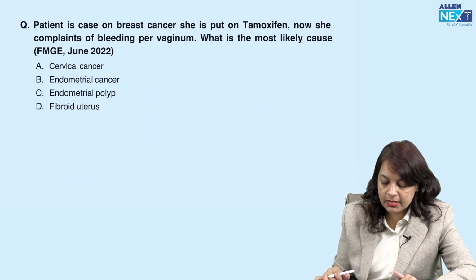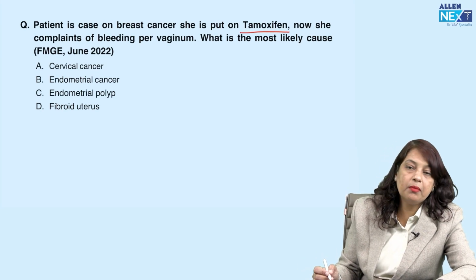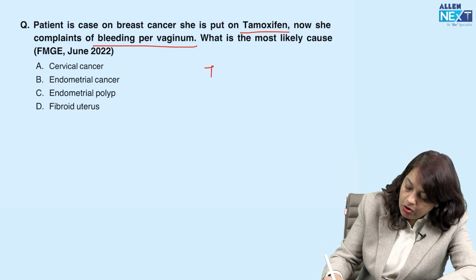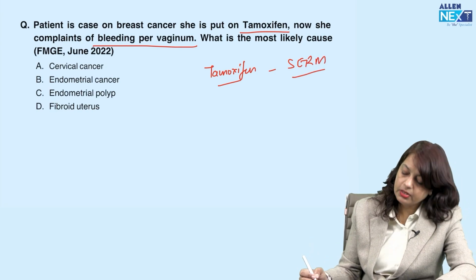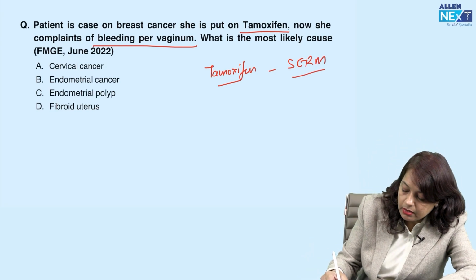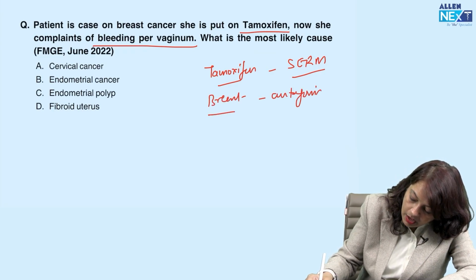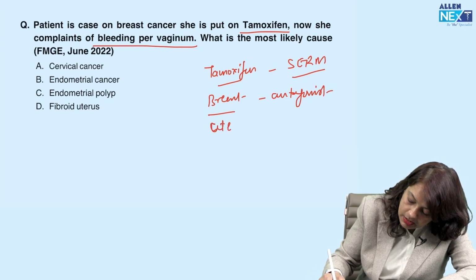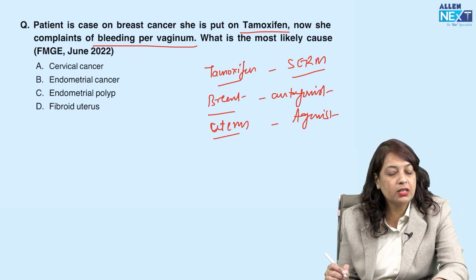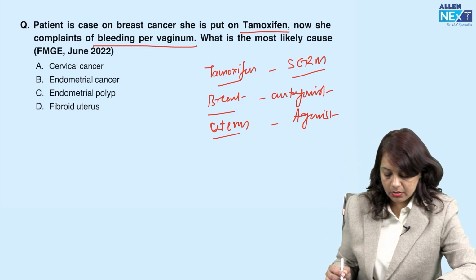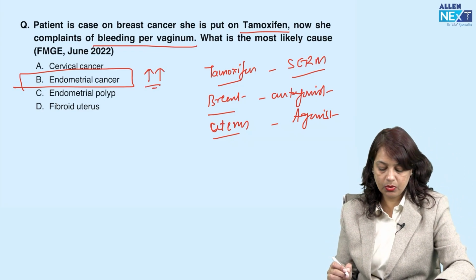Fine. A patient with breast cancer is put on tamoxifen. Now she is complaining of bleeding per vaginum. Always remember, tamoxifen is a SERM, selective estrogen receptor modulator. On the breast, it acts as antagonist, but in the uterus, it acts as agonist. So, when the patient is on tamoxifen, the risk for endometrial cancer is increased.